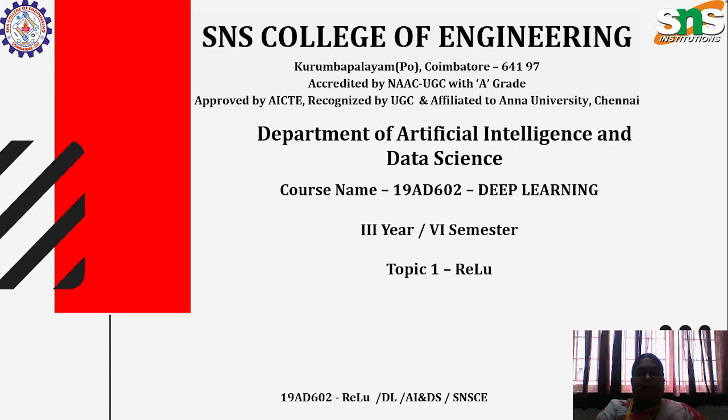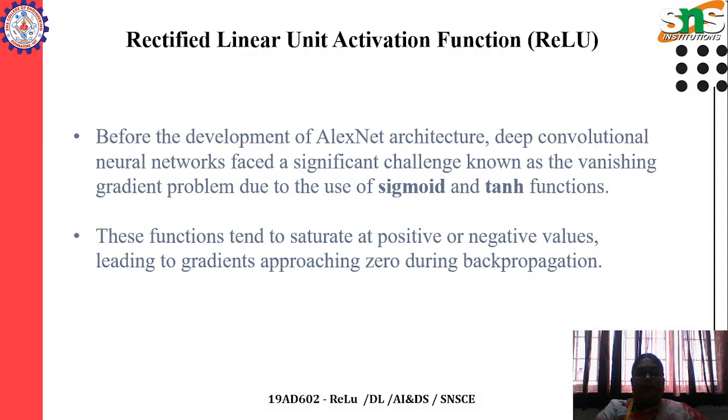Today I am going to explain the topic of deep learning, in which I will be explaining the continuation of my previous lecture, which is called AlexNet architecture, one of the examples of convolutional neural network architecture in deep learning. And in that architecture, I said we have ReLU. So we are going to see what this ReLU is in this lecture series. It is called the rectified linear unit activation function.